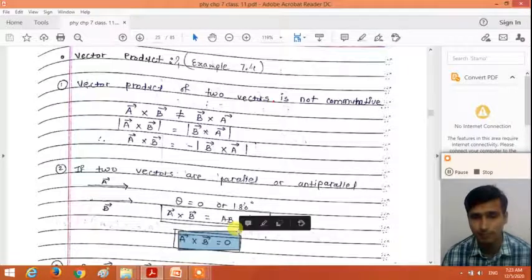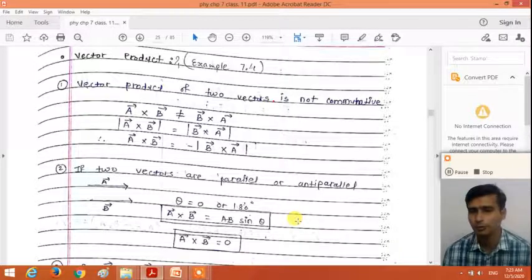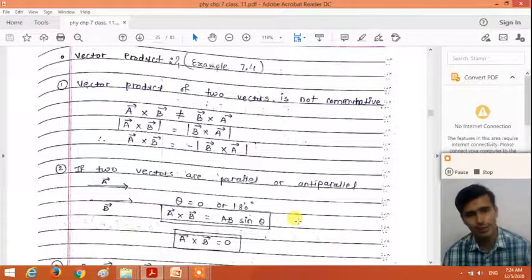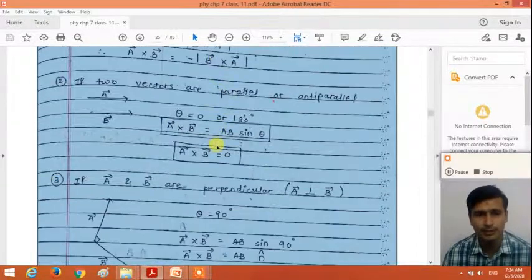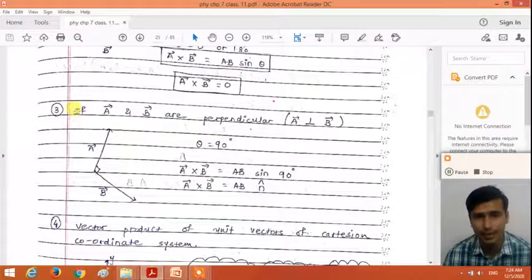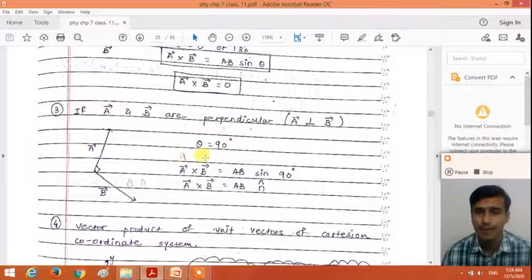So dear student, remember this point. The vector product of two parallel vectors or anti-parallel vectors is always 0. So if you find the vector product A cross B and the answer is 0, we can say that the two vectors are parallel vectors, right? Third property is if vector A and vector B are perpendicular, vector A perpendicular to vector B, the angle between these two vectors is 90, right? So theta is equal to 90.